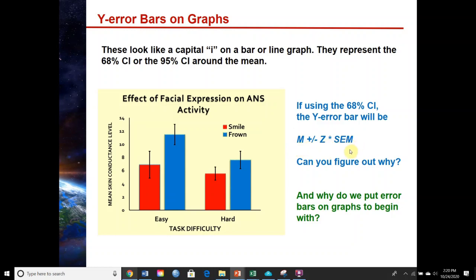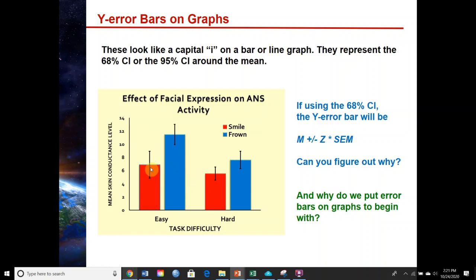All right? Now, why do we put error bars on graphs? Well, it gives us a measure of sampling error, so we can see the typical fluctuation in scores such that we have an idea of where the true mean falls. We can see at a glance that this group here had the lowest amount of sampling error, and this group here had the highest. We just look at the error bars. And that's true whether we're looking at the 95% confidence interval or the 68% confidence interval.